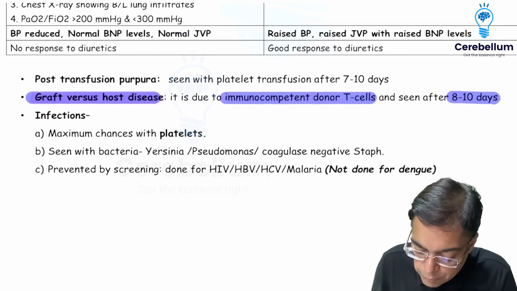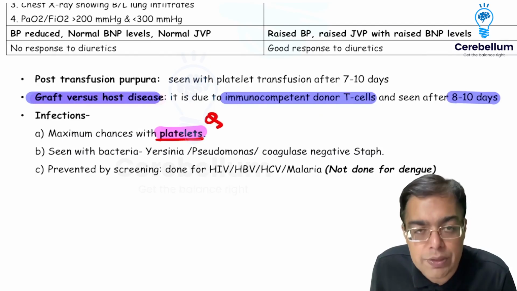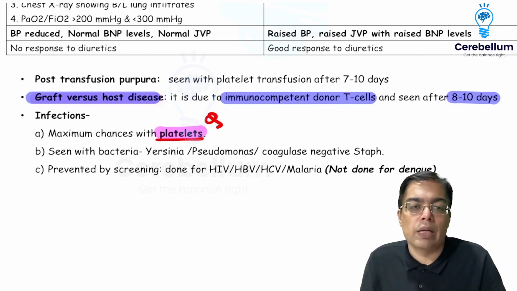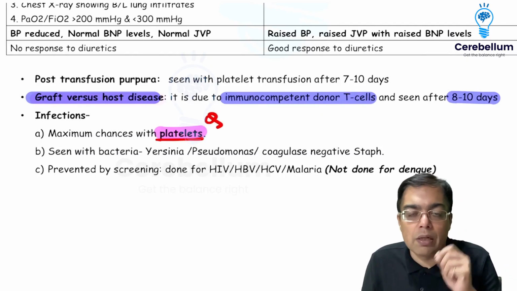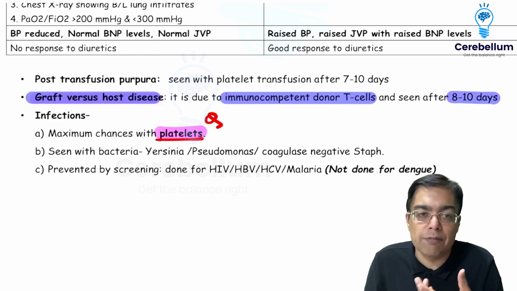Then comes the concept of infections. Maximum chances of transmission of infections are going to be seen with respect to platelets. The reason is obvious, because platelets are being kept at a room temperature. There can be lots of bacteria which can be transmitted. Say, for example, staph can be transmitted, particularly the staph other than Staph aureus, Pseudomonas. You are seeing an infection.